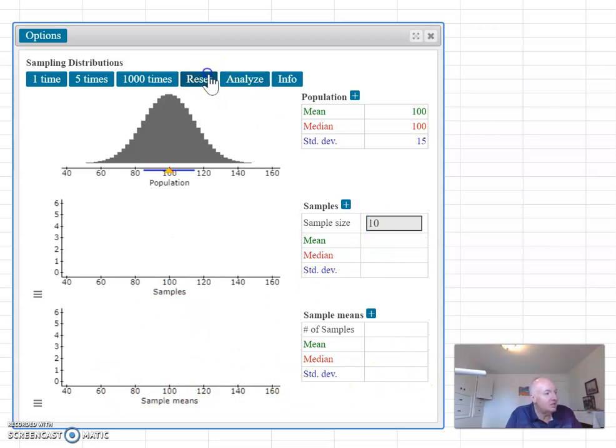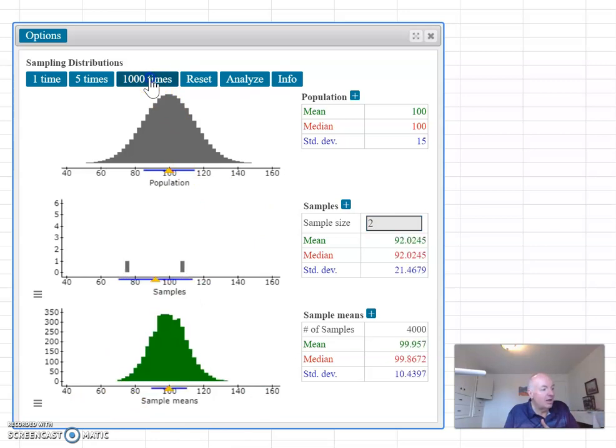If I reset this and do a sample of size 2, so smaller, what's going to happen is I'm going to get more variability. My means are going to spread out more. Now look, see how wide it is now? Boom. So the smaller the sample size, the greater the variance in your sample means, the wider the bell curve representing the sampling distribution is going to be. Okay. So we kind of expect that.